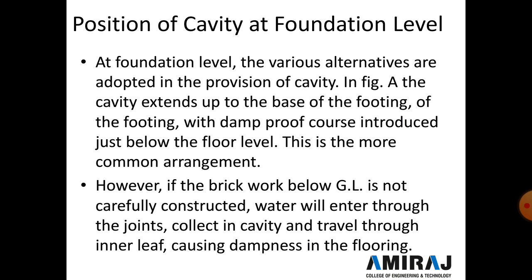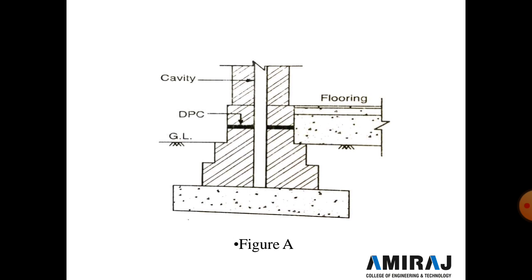At the foundation level, various alternatives are adopted in the provision of the cavity. In the figure, the cavity extends up to the base of the footing, with damp proof course introduced just below the floor level. This is a more common arrangement. However, if the brickwork below the ground level is not carefully constructed, water will enter through the joints and collect in the cavity and travel to the inner leaf, causing dampness in the flooring. So see this figure.